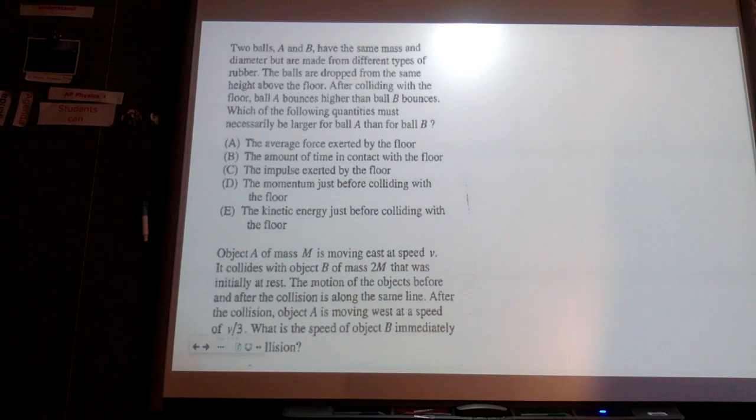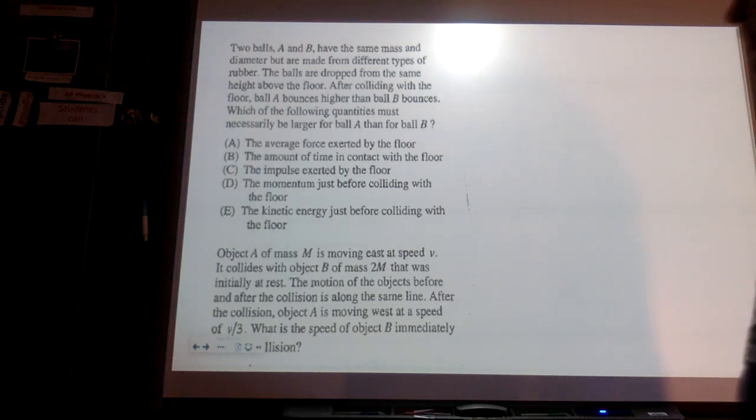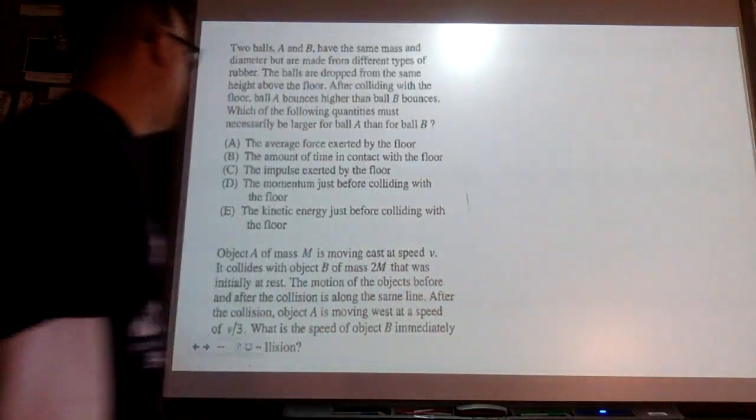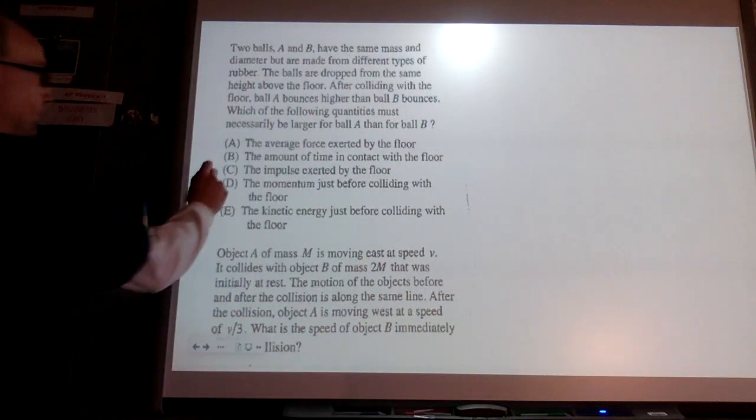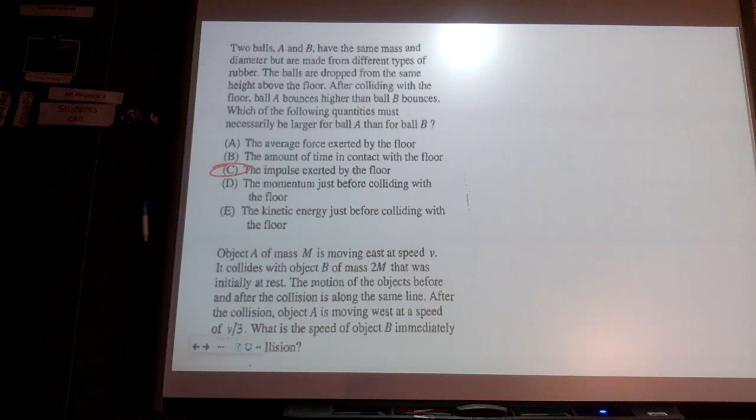2 balls, A and B, have the same mass and diameter, but are made of different types of rubber. The balls are dropped from the same height above the floor. After colliding with the floor, ball A bounces higher than ball B. Which of the following must be larger for ball A? If ball A bounces higher, it must have a bigger impulse because that's the change in momentum.